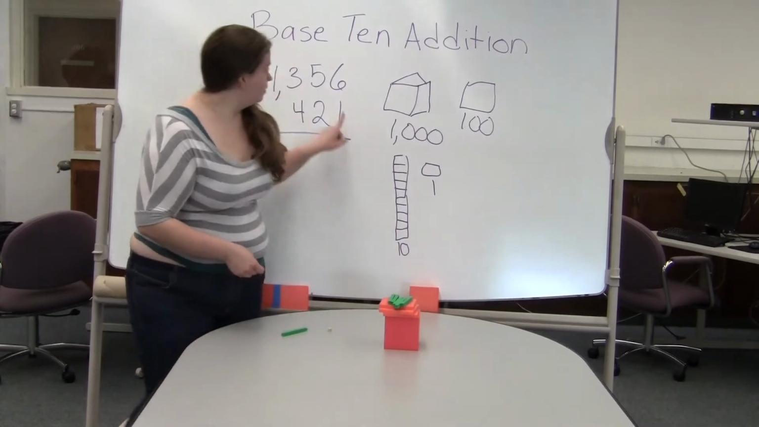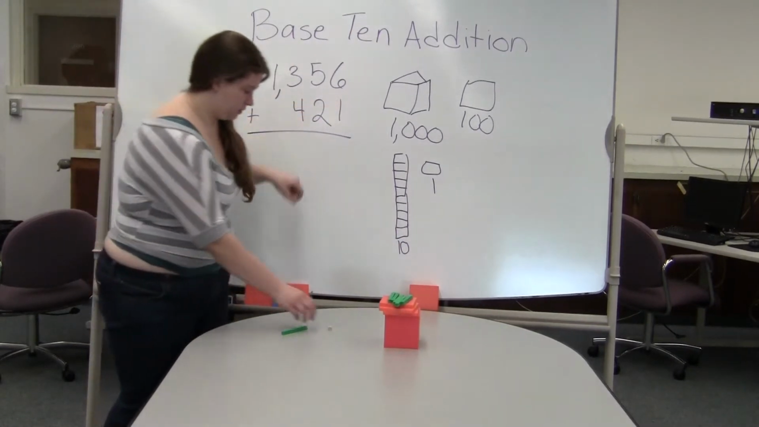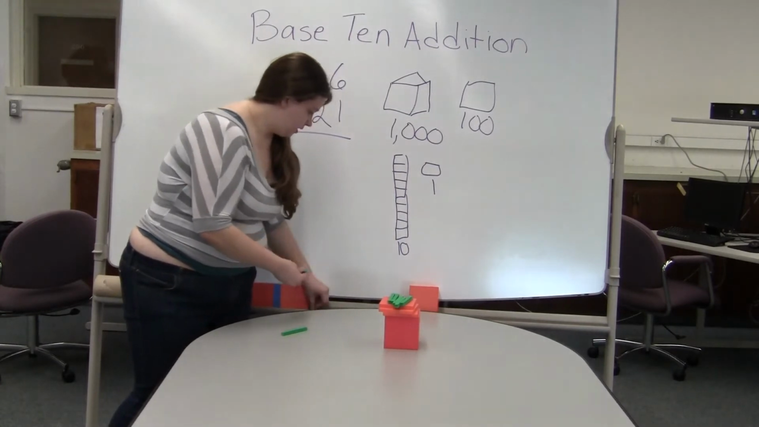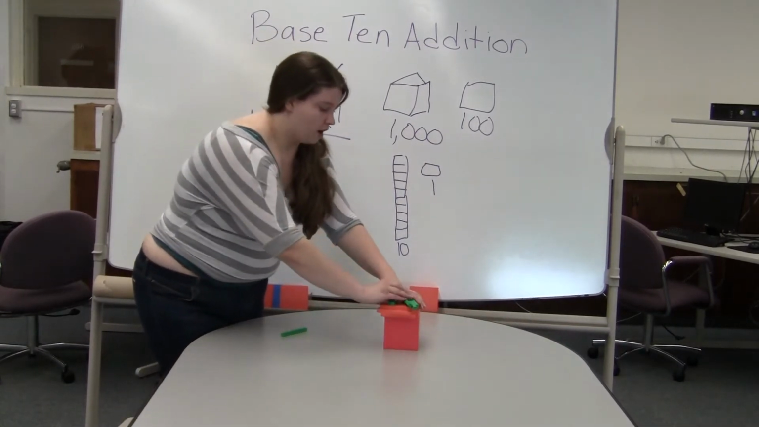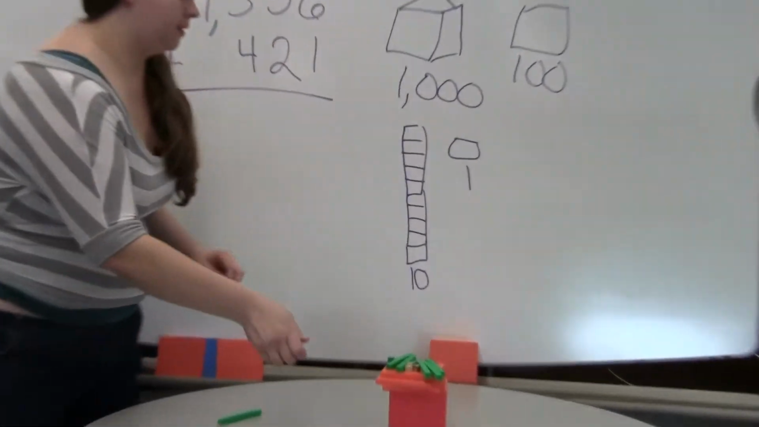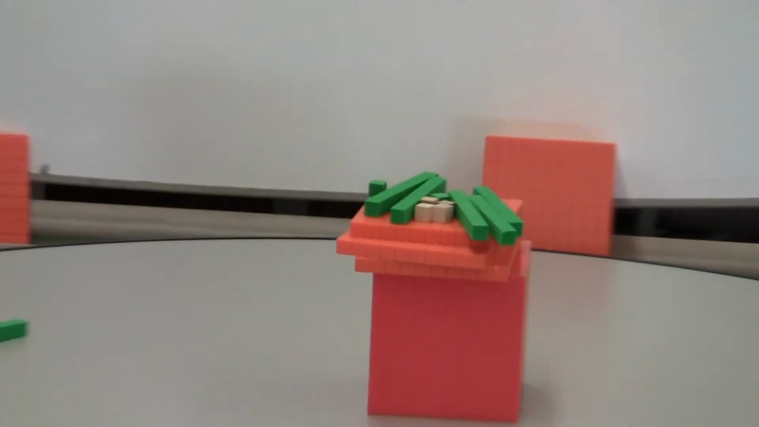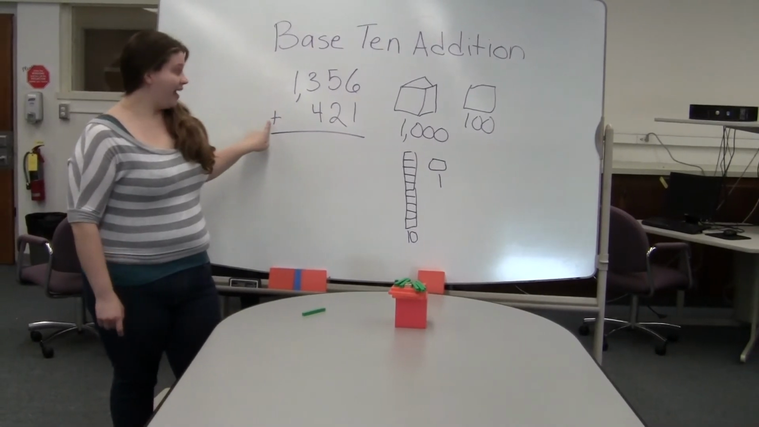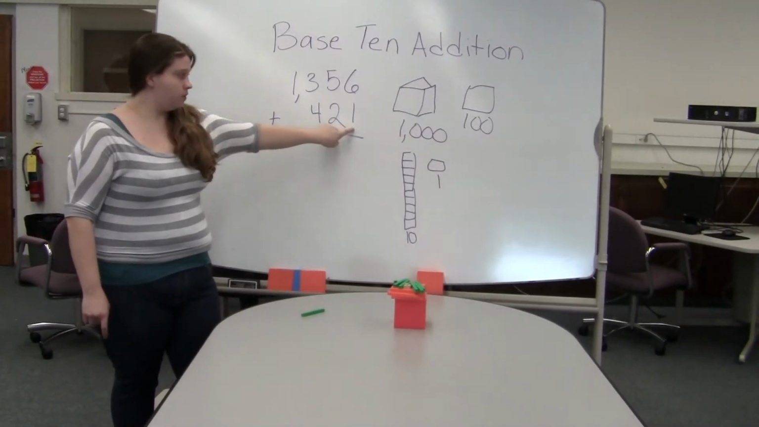And for the ones place, you're going to need 6 units. 1, 2, 3, 4, 5, and 6. So all of these right here represent 1,356. But we want to add 421.